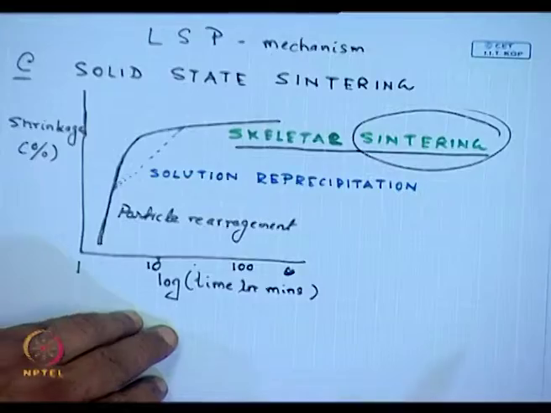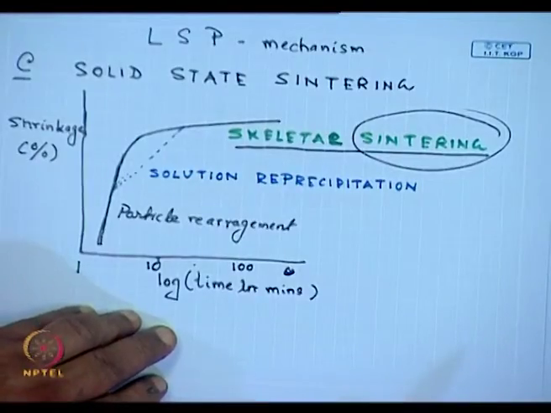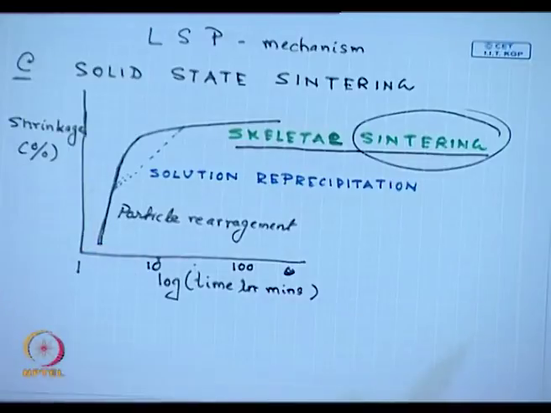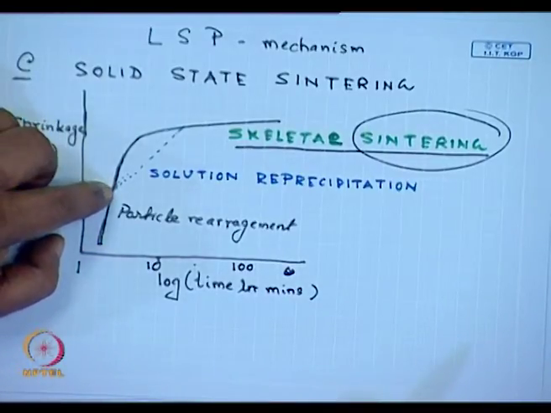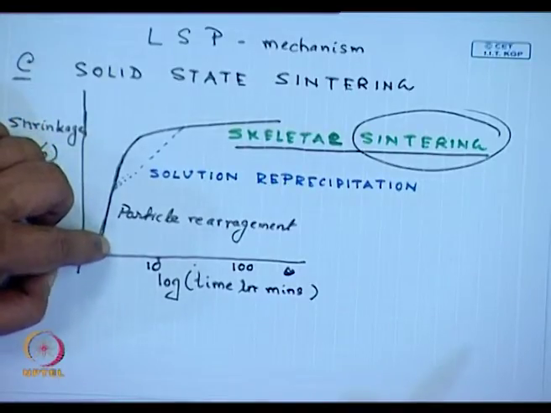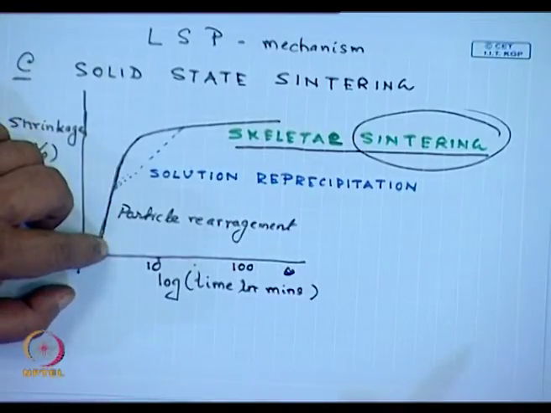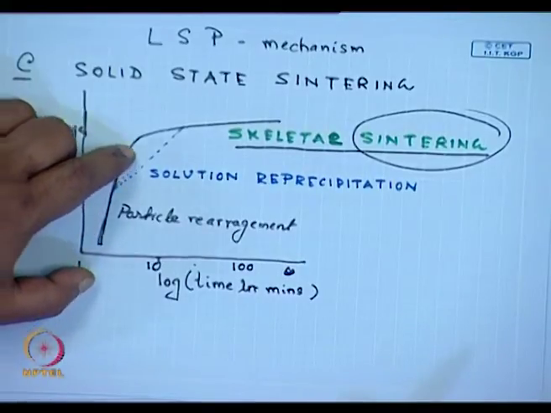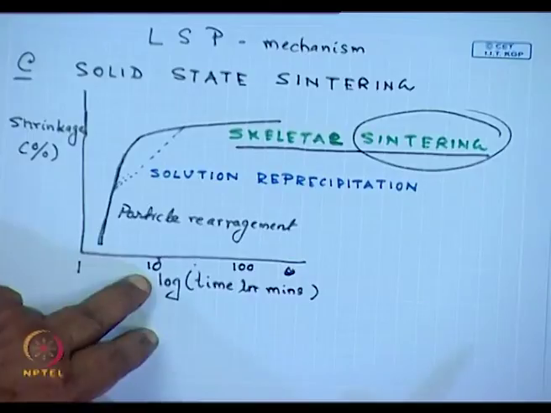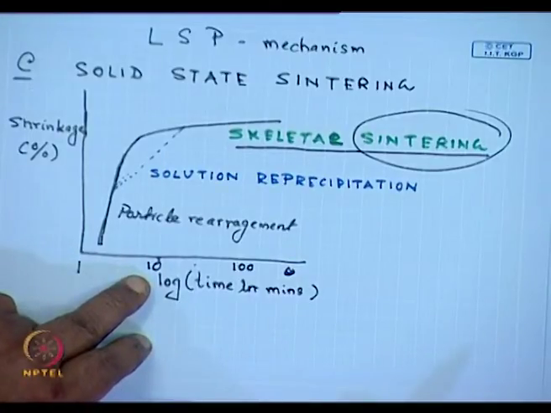You have to remember the X scale is in log time. The case that I have taken up here, 50% of the densification had occurred with the first 2 minutes of sintering. The rest of it occurred over the rest of the 98 minutes of sintering.